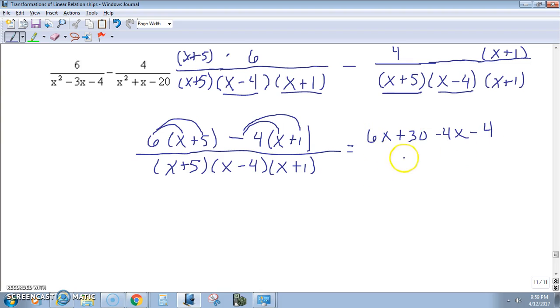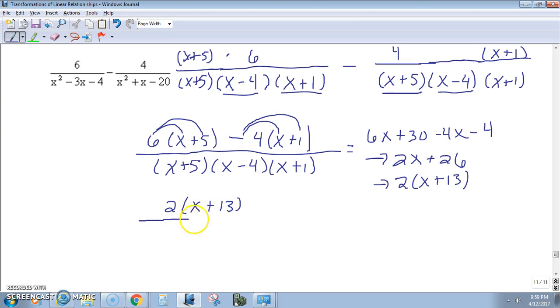So 6x minus 4x, I get 2x. And positive 30 minus 4, I get plus 26. And just for kicks, I see I can factor out a 2 there, and I want to do that just in case there's something I can cancel in the denominator. But no, there's not. So I could leave the numerator either as 2x plus 26 or as 2 times x plus 13. It doesn't matter. It's simplified the same. But I like to have it out like this. So plus 13 all over.